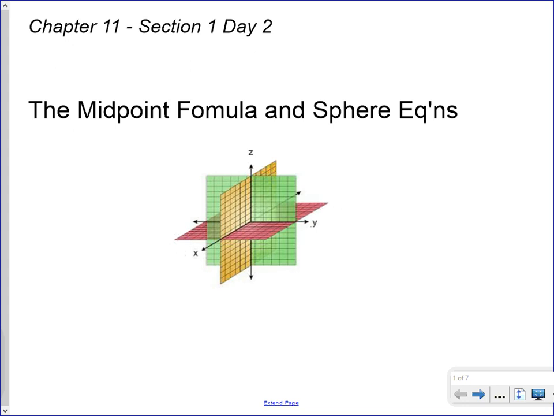So does anybody remember the midpoint formula? How do you find a midpoint between 2 points, x and y? x1 plus x2 over 2, and y1 plus y2 over 2. You're adding up the x's and dividing by 2, and then you add up the y's and divide by 2. It's basically like taking the average of the x's and the average of the y's. The only thing we're going to add to the midpoint formula today is, in addition to the average of the x's and the average of the y's, we also have to do the average of the z's.